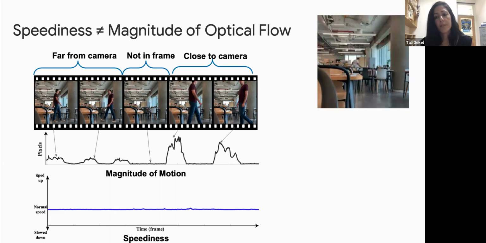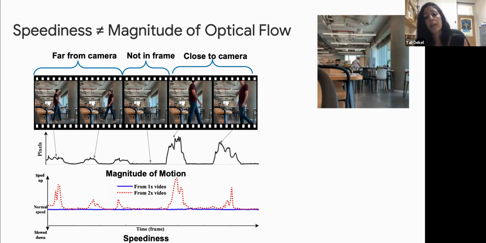If we input to SpeedNet the video played at twice the speed, this is what we get. You can see that the walking segments do indeed get recognized as faster than normal human motions, whereas the static segments, where we have no motion or very little motion, are classified as normal speed.